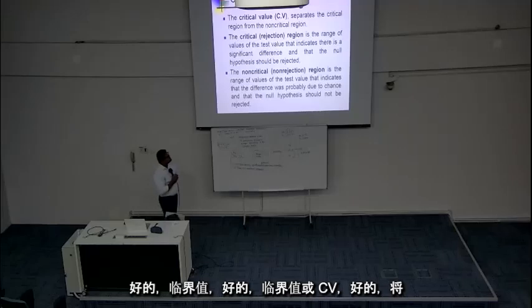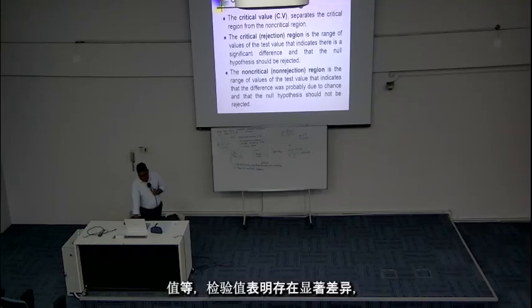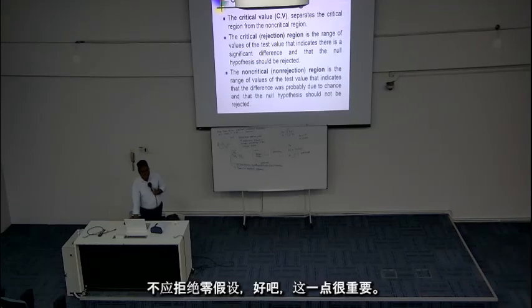Alright, so the critical value. The critical value, or CV, separates the critical region from the non-critical region. The non-critical region is the range of test values that indicates there is no significant difference and that the null hypothesis should not be rejected. Okay, this one is important.